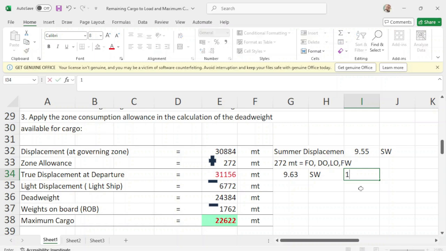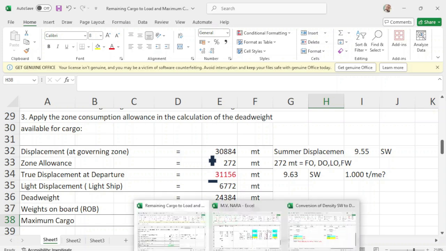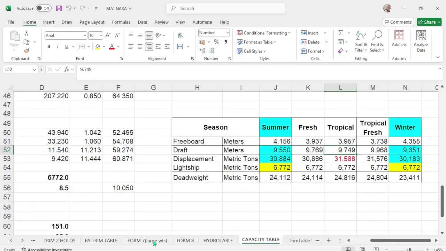Sorry, a density of 1.00 tons per cubic meter. Okay, what will be his drop from this salt water? 9.63. Go to this, I'll show you the program.